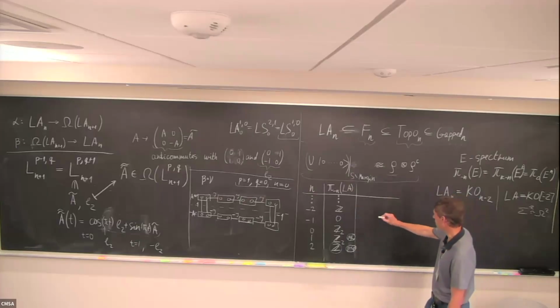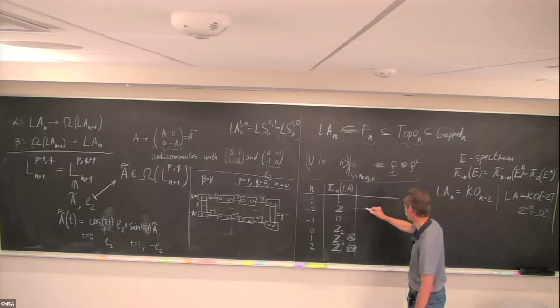But I'm actually talking about maps from pi minus n to Fn.